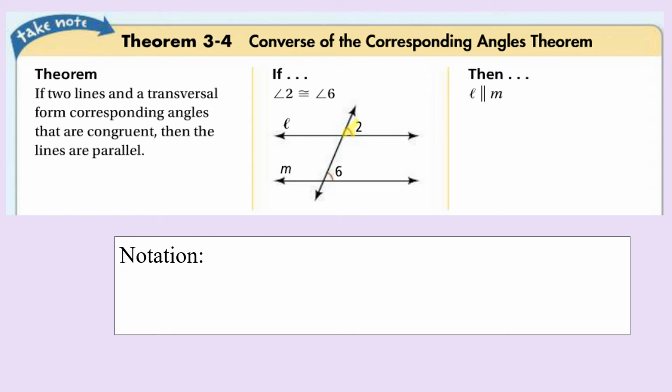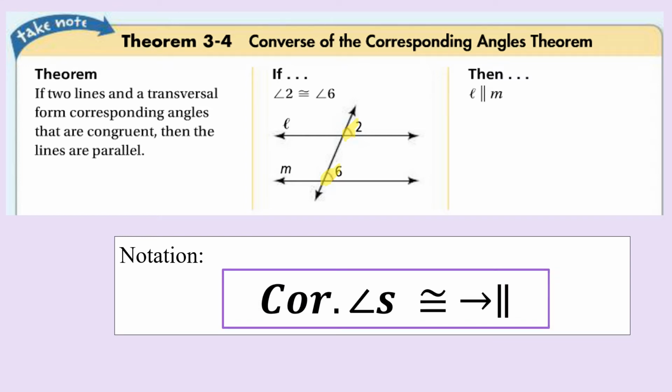Notice how they have this little tick mark there? That means that they're congruent. Remember that it has to show in some way that they are congruent. So if those two corresponding angles are congruent in your diagram, or the directions tell you that they are congruent, then the lines would be parallel. So the notation for that is: if corresponding angles are congruent, then the lines are parallel. And you can use this notation, so write that down on your notes. I will show you in a couple slides here, once we get through the theorems, what else you can do.